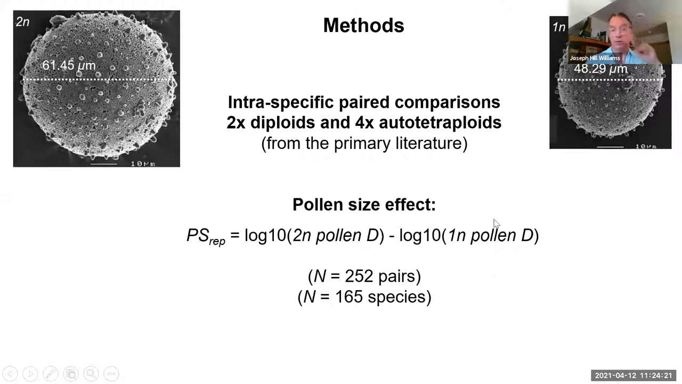So I looked at 252 species pairs of intraspecific cytotypes. These were either within diploids or between diploids and autotetraploids. I excluded anything that was clearly an allotetraploid. I included some autotetraploids that you might consider shaky in terms of the evidence for autopolyploidy, but generally, I included autotetraploids if they were within species and had the typical indicators of autotetraploidy. And I measured the pollen size effect, which was the log of the diploid pollen diameter minus the log of the haploid pollen diameter, since diameter is what people usually measure. And then I averaged within species so that I was only comparing species.